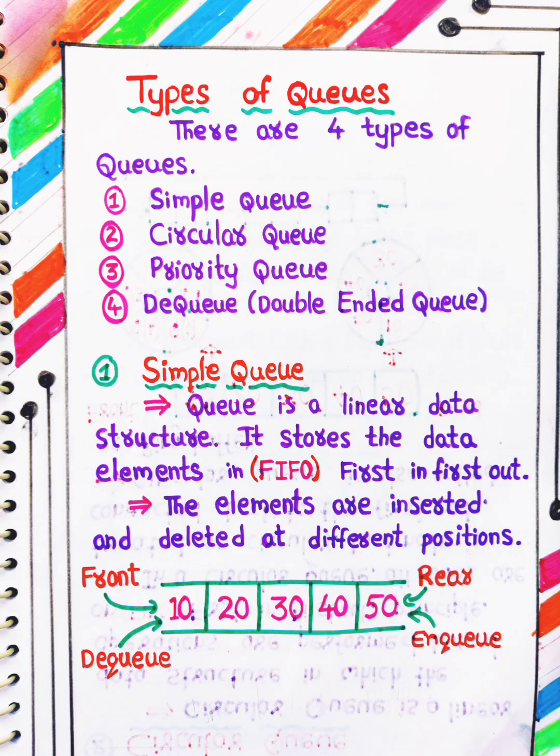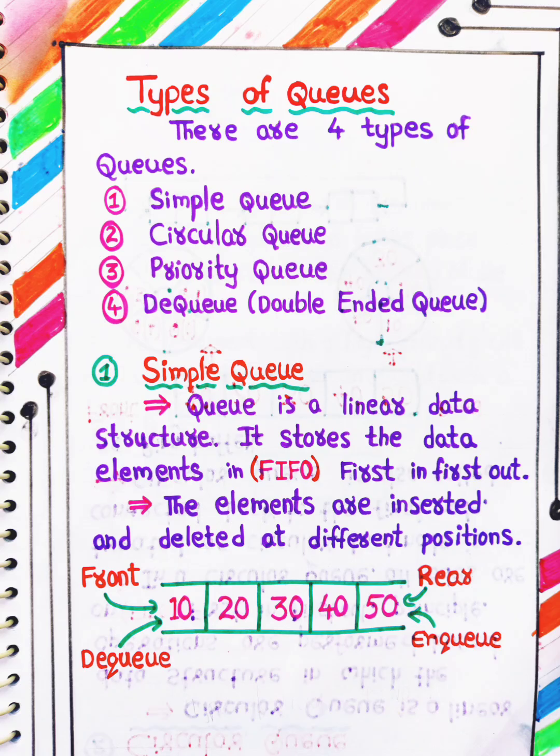In this video, we can watch notes on types of queues. There are 4 types of queues: simple queue, circular queue, priority queue, and DQ, that is also known as double-ended queue. First, let us see what is simple queue.